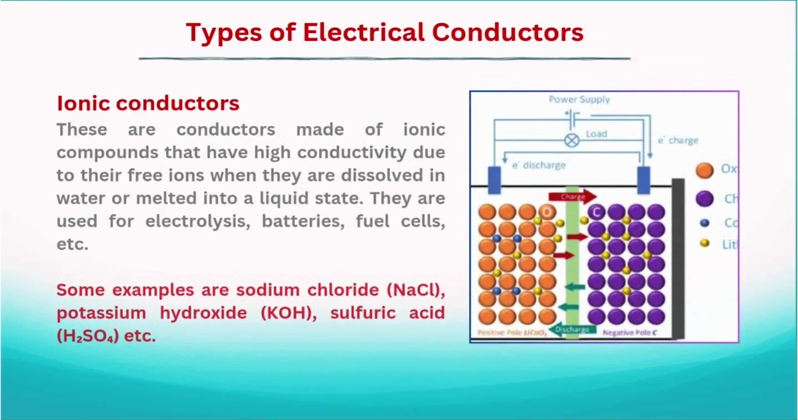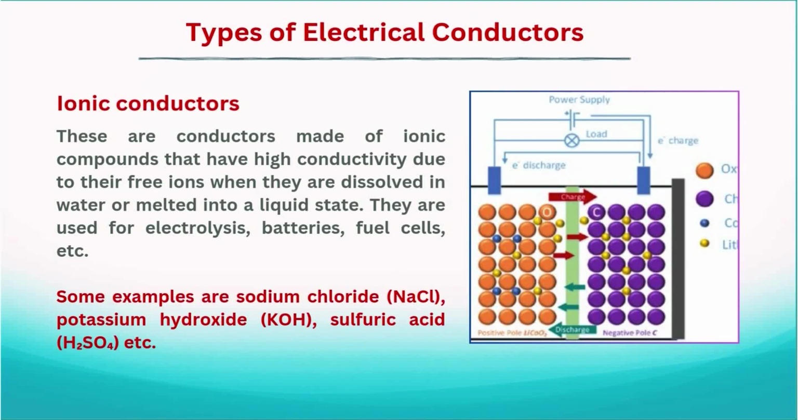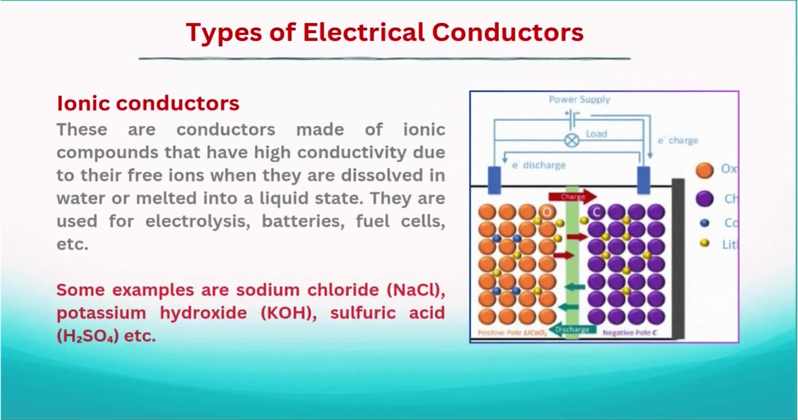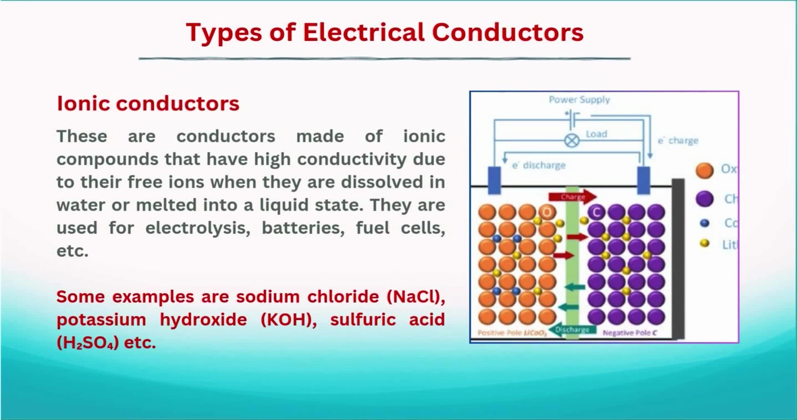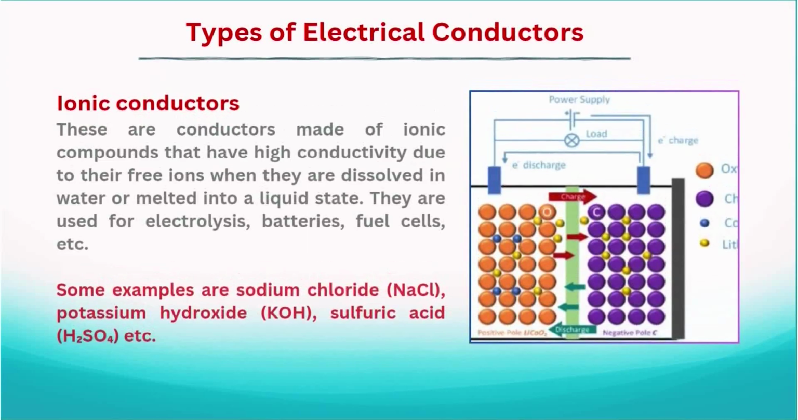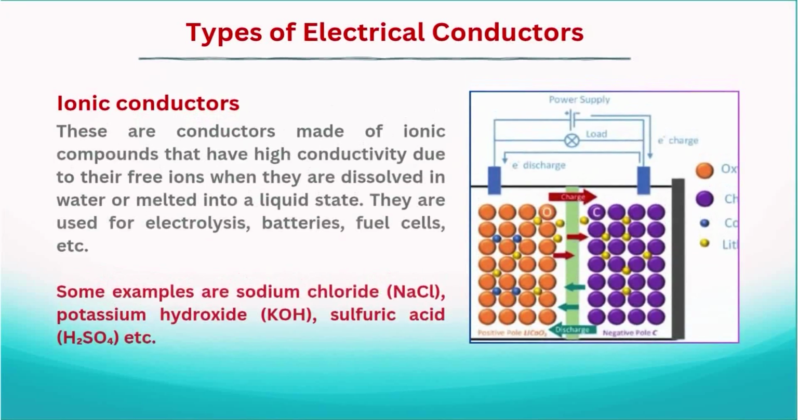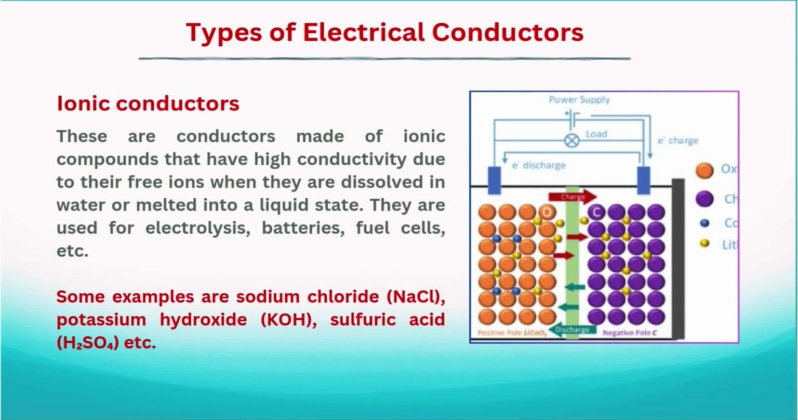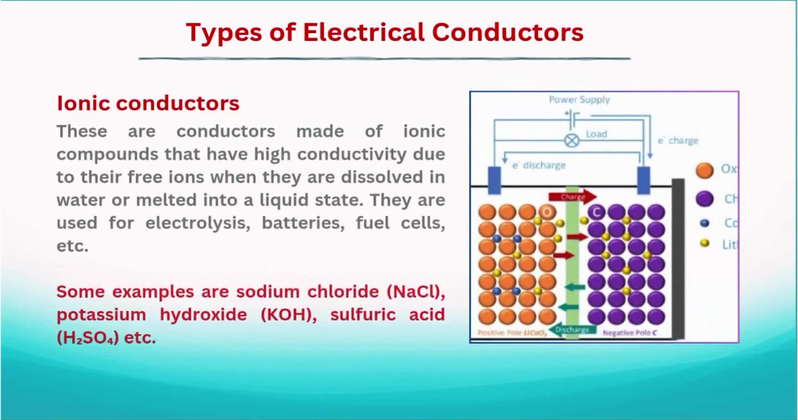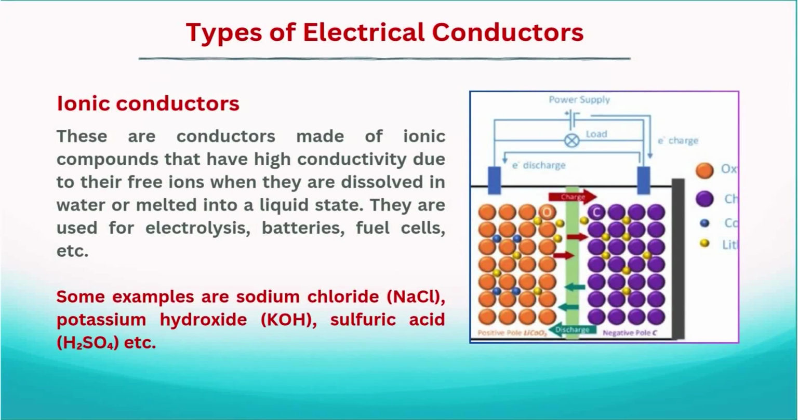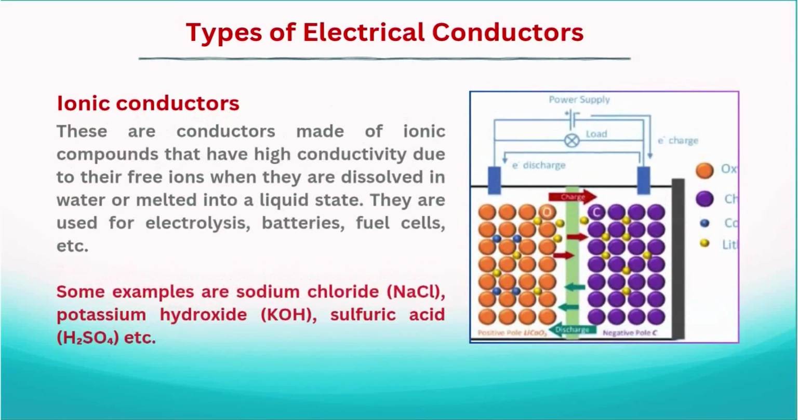Next, we can go for ionic conductors. These are the conductors made of ionic compounds that have high conductivity due to their free ions when they are dissolved in water or melted in liquid state. They are used in electrolysis, batteries, fuel cells, etc. Some of the examples are sodium chloride, potassium hydroxide, sulfuric acid.